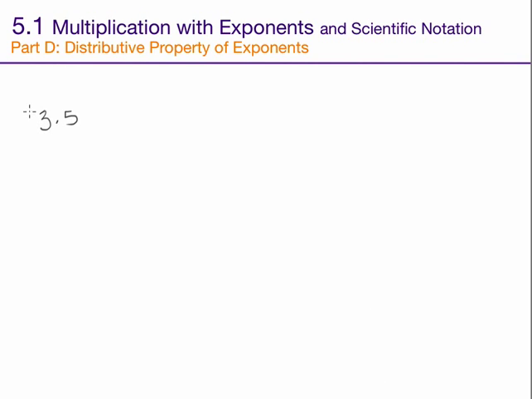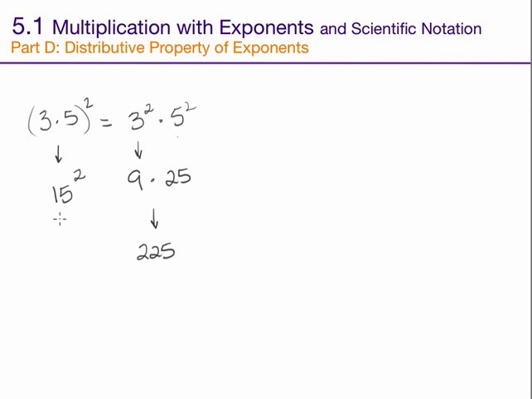3 times 5 all raised to the 2 is the same as 3 to the 2 times 5 to the 2. 3 to the 2 is 9. 5 to the 2 is 25. 9 times 25 is 225. I could also have thought about this as 3 times 5 is 15. Now square the result. Well, 15 squared is also 225. So this property clearly holds true.